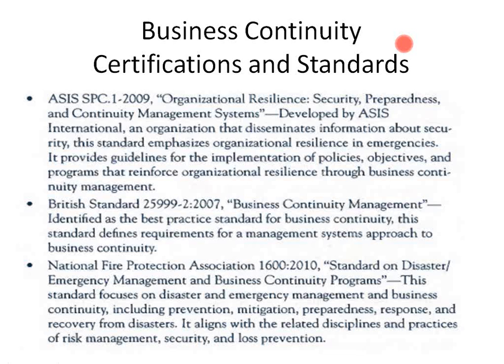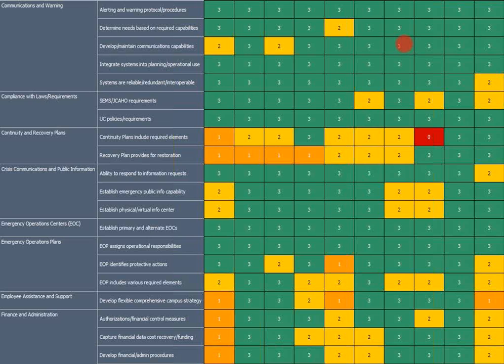So there are some certifications and standards that you're seeing more. There's the British standard, organizational resilience. But the one I'm going to mention is NFPA, National Fire Protection 1600. NFPA 1600 is a standard on disaster, emergency management, and business continuity programs. It's a voluntary standard, but the idea is if you're doing some of these things, you should be better protected. And it's more of a management systems approach.